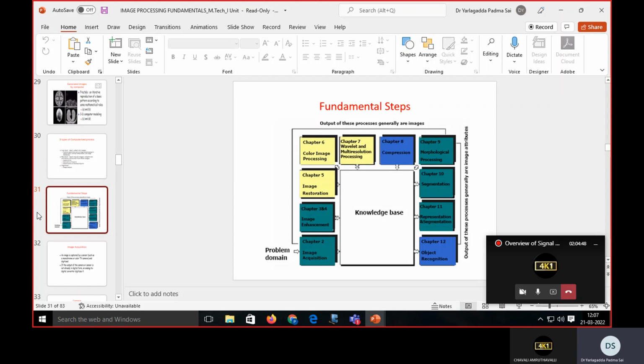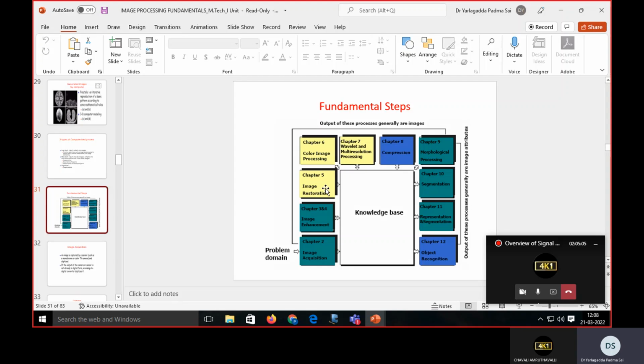I will tell you after a few slides. I will explain that one. Mainly, we are doing operation on each pixel, that is spatial domain enhancement. Mainly two types: frequency domain and spatial domain.